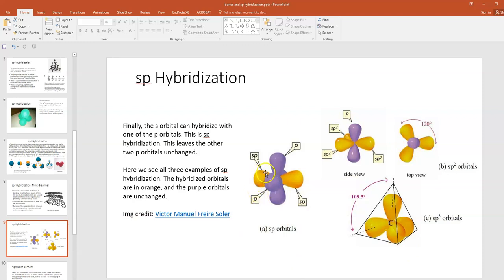And what you've got is, in the orange in these figures, the orange are the hybridized orbitals, the sp hybridized orbitals, and then the purple are the unchanged p orbitals, okay? So here's the sp. Here's the sp2, and you can see the unchanged p orbital sticking up out of the plane. And then here's the diamond structure with the sp3, where they're all hybridized.